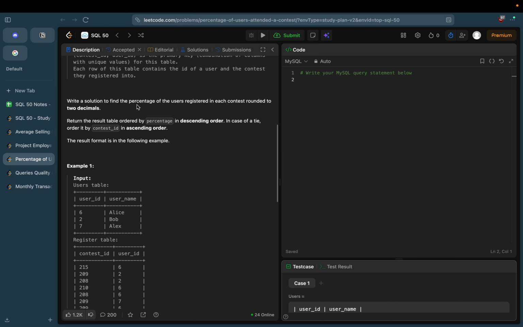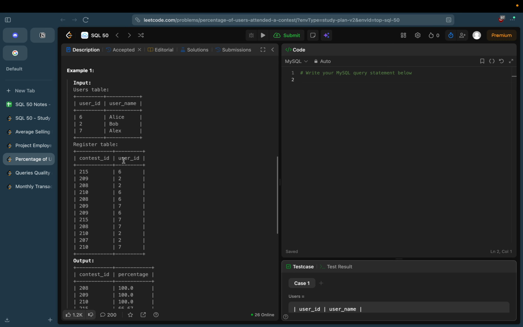Write a solution to find the percentage of users registered in each contest rounded to 2 decimal places. Right, return the result table ordered by percentage in descending order. Okay, in case of a tie, order it by contest ID in ascending order. So we'll be using the order by clause over here, and this will take precedence, that is percentage in descending order, and post that we'll also order it by contest ID in an ascending order. That will solve for this.